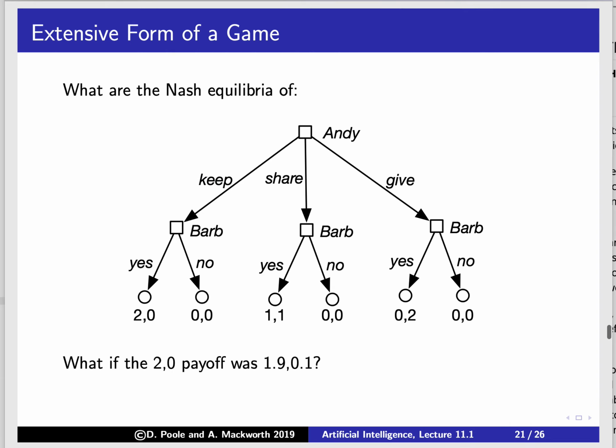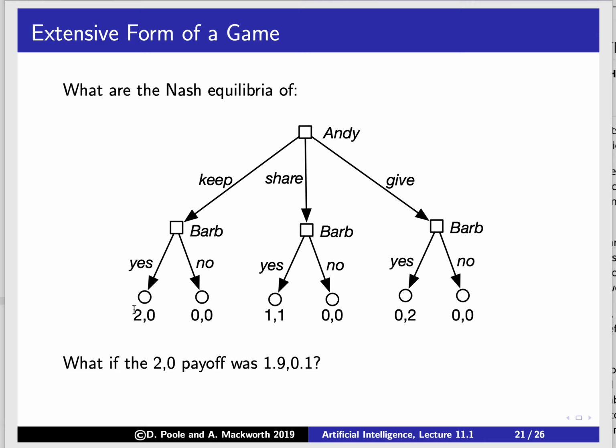Alright, so now let's look at an alternative of this. What if the 2-1 payoff was 1.9, 0.1? So Andy's going to say, well, what I'm going to do is I'm going to choose to keep, but I'm going to pay Barb a little bit. I'm going to bribe Barb a little bit in order so that I can keep. And then it turns out there's a unique Nash equilibrium.